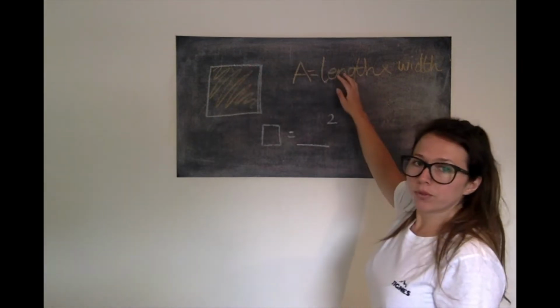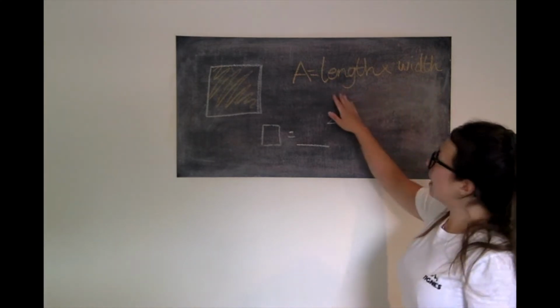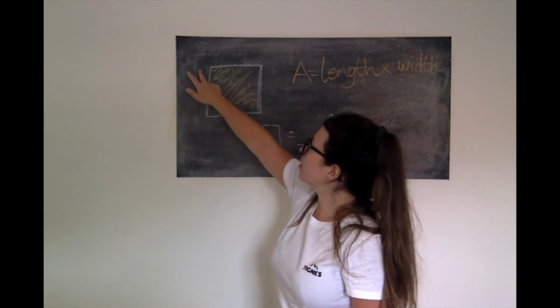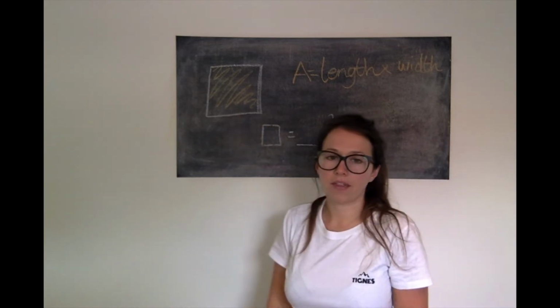Today we're thinking more abstractly, and we're going to use this formula, so we're thinking about the length times the width to find the area of a shape. That's just both of the sides multiplied together.